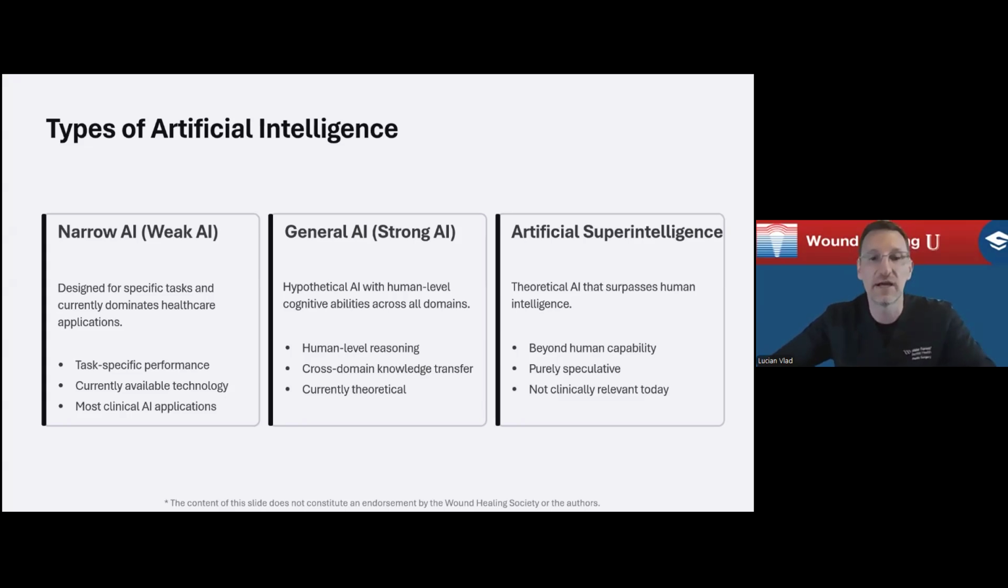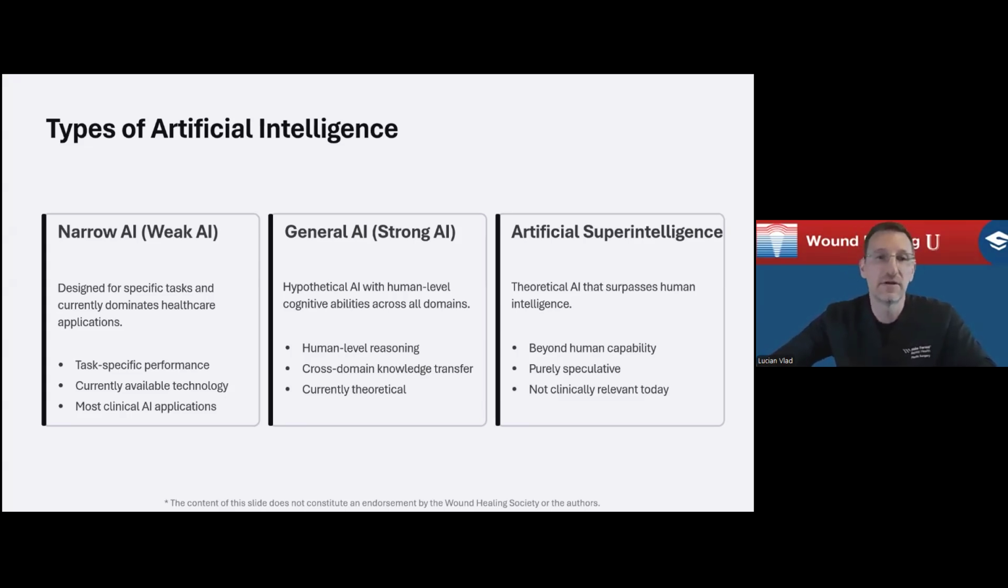The general AI is artificial general intelligence. This is, as of today, a hypothetical AI, as far as we know. This is a human-like intelligence that expands across a wide range of tasks and domains, and it has the ability to learn and apply knowledge flexibly.